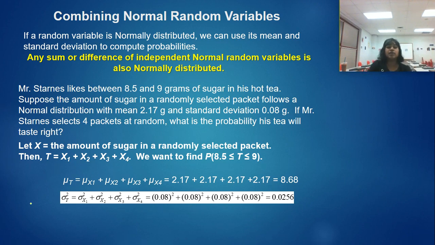So if we add them all together, we end up with the variance of T. If I want to know its standard deviation, there's only one thing left to do, and that's square root it. So now I have the standard deviation of T is 0.16, because I square rooted 0.0256. So I have 3 numbers that I can use to help myself find the probability. We haven't fully solved this, because this is the mean, and this is the variance, and this is the standard deviation. We haven't solved the probability.